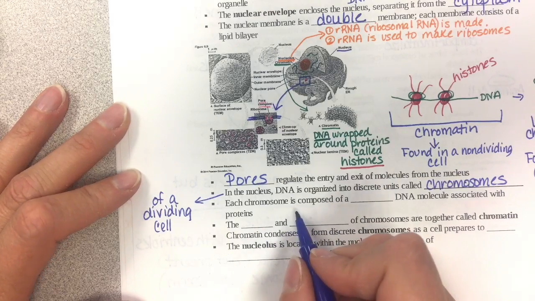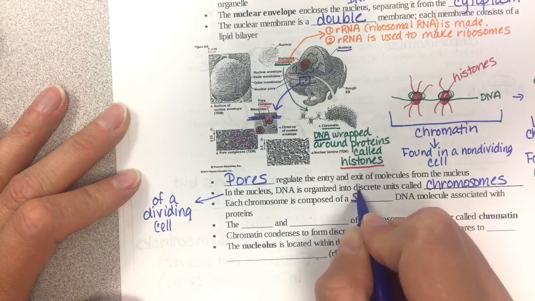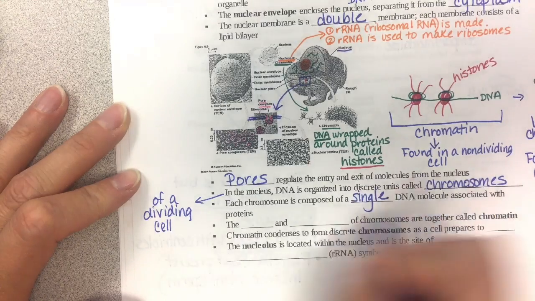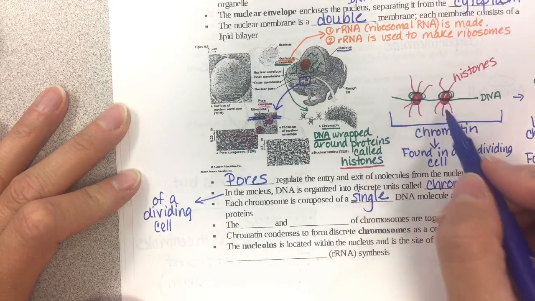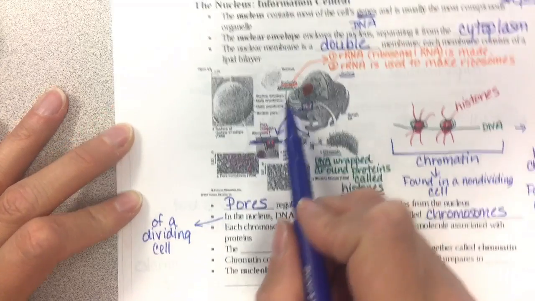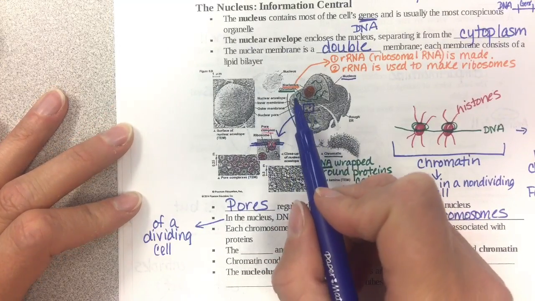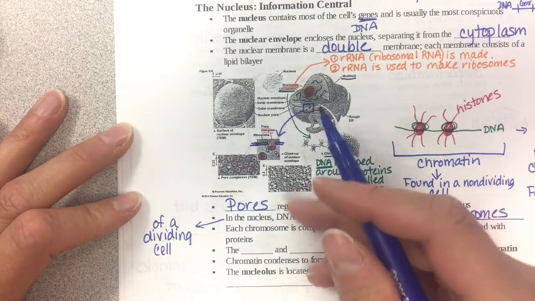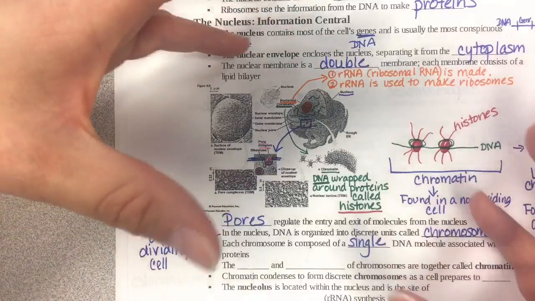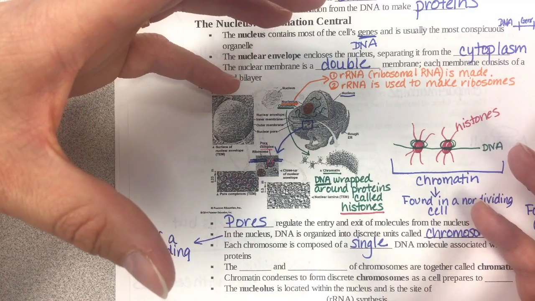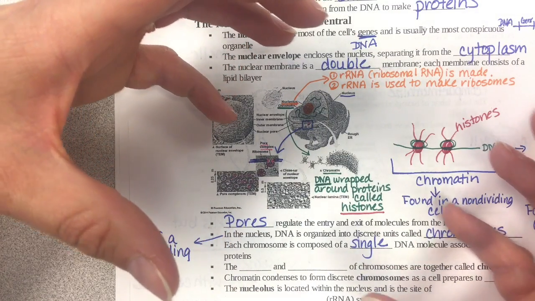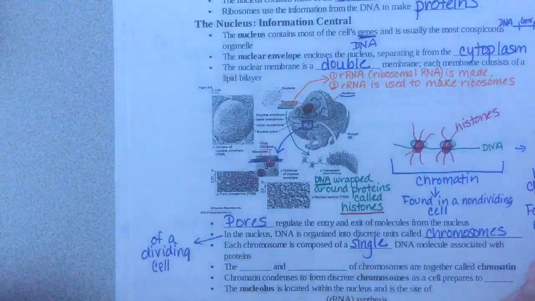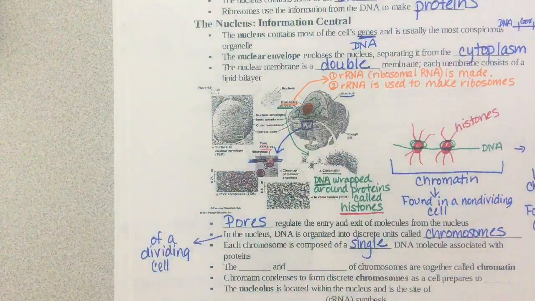Each chromosome is composed of a single DNA molecule associated with proteins. Those proteins are those histone proteins that we just talked about. So before the cell divides, you have 23 pieces of DNA wrapped around these proteins called chromatin, and they're loosely packed. When that cell gets ready to divide, all of those pieces of DNA wrapped around those proteins condense and form these short, stocky structures called chromosomes. So that means that there are 23 chromosomes in humans because there's 23 pieces of DNA.